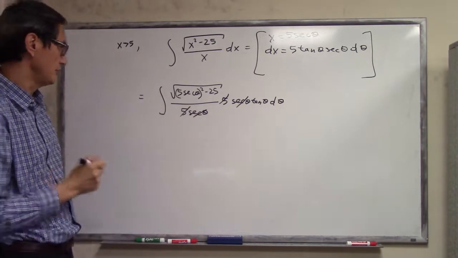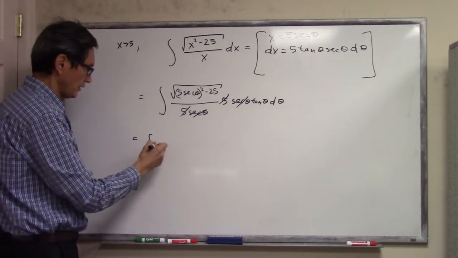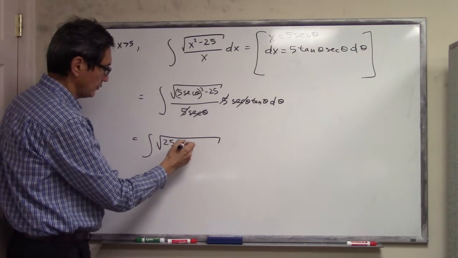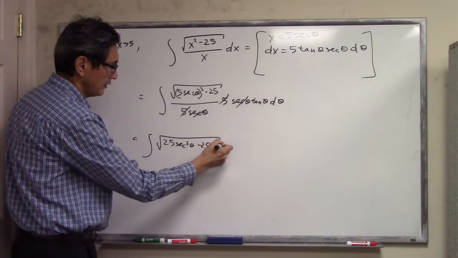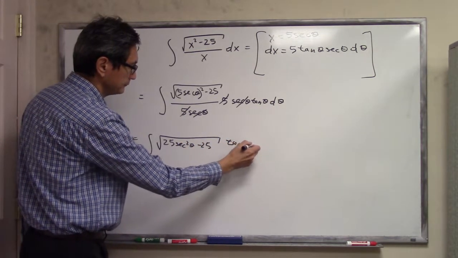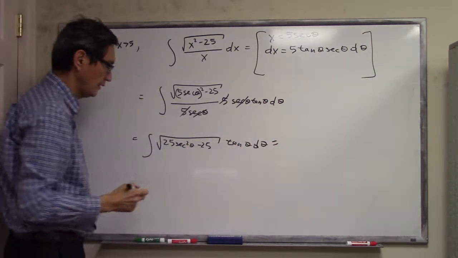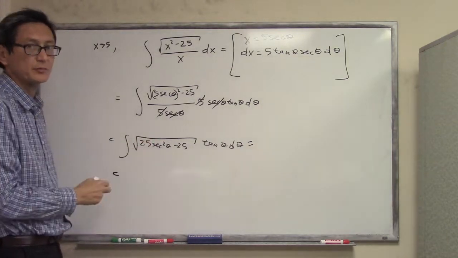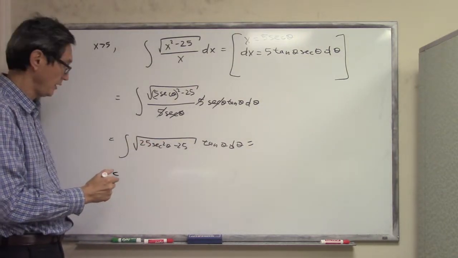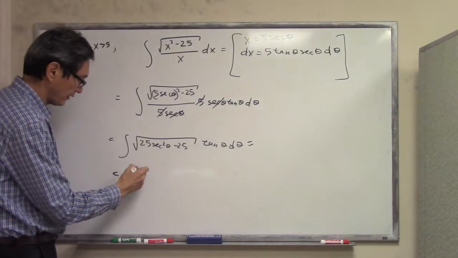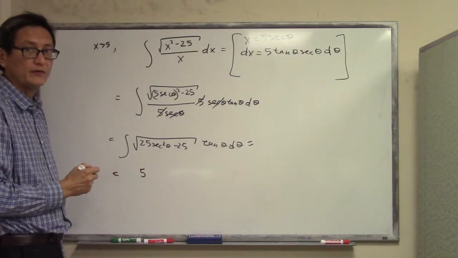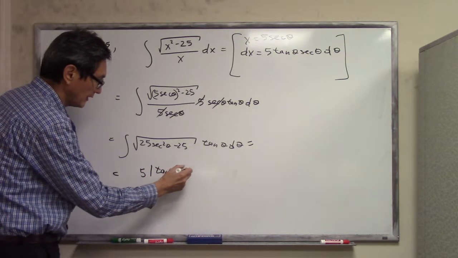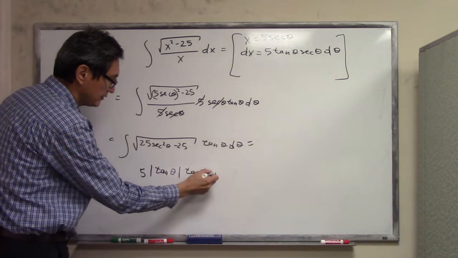Now let's look at that expression under the square root. So we have the square root of 25 secant squared theta minus 25, times tangent theta, right? Then 25 secant squared minus 25 is 25 times secant squared minus 1, and secant squared minus 1 is tangent squared. So we're going to have the square root of 25, which is 5, times the square root of tangent squared, which will be the absolute value of tangent, times tangent theta d theta in the integral.